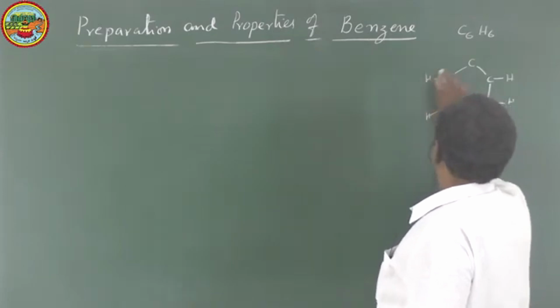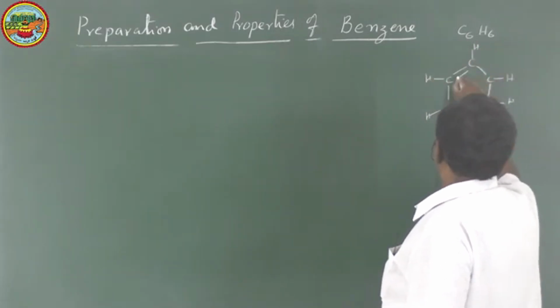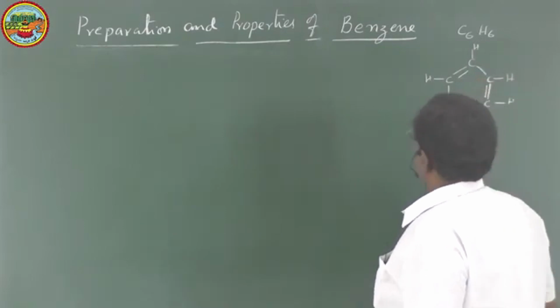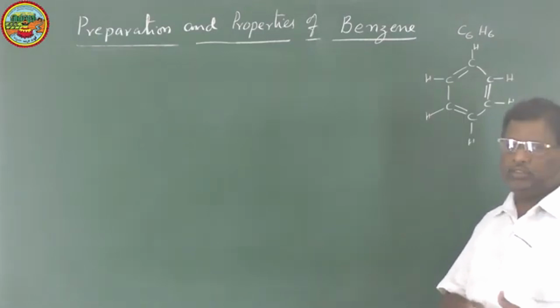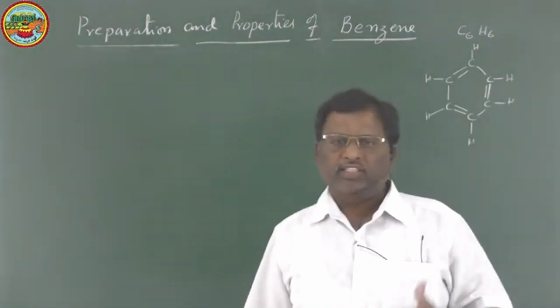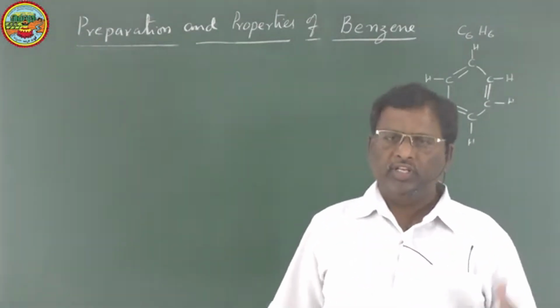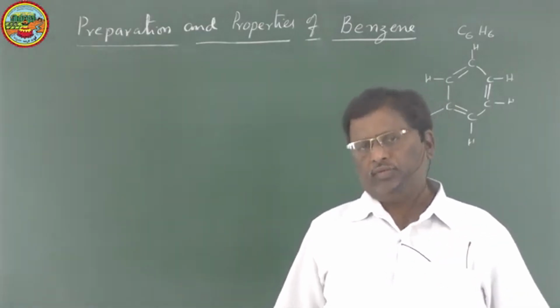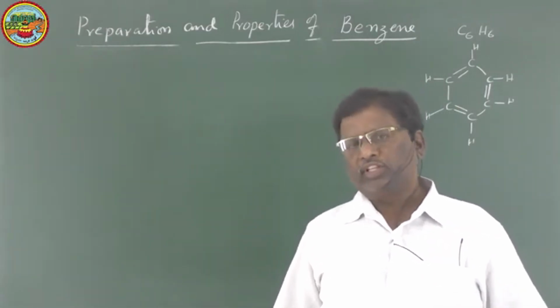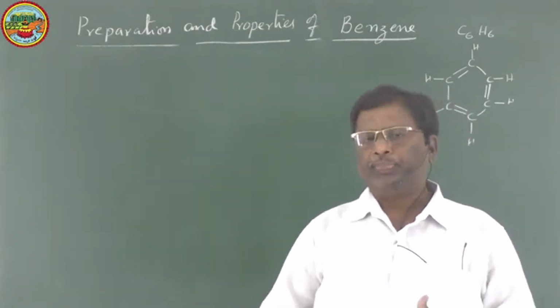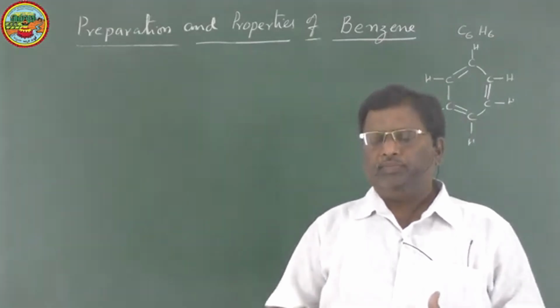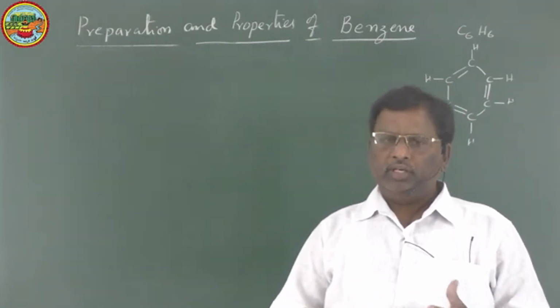Here each carbon is in sp2 hybridization. We have alternating double and single bonds. This is the structure of benzene, C6H6. Benzene is prepared as a byproduct in the distillation of coal tar. Industrially, benzene is obtained this way. But in the laboratory, it can be prepared in many ways.